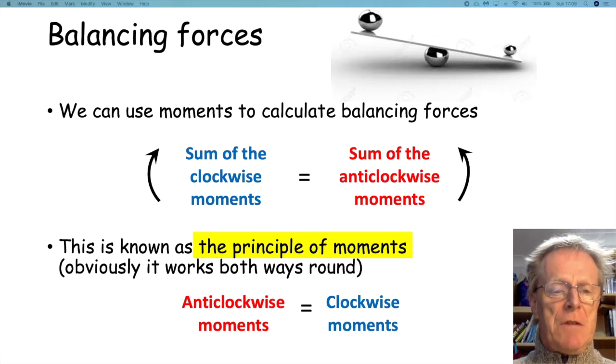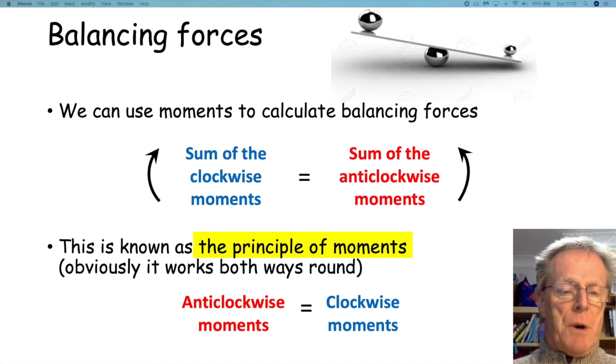And the first thing you've got to remember is the principle of moments. And the principle of moments is that the sum of the clockwise moments equals the sum of the anti-clockwise moments. In other words, on a simple beam like the one we've got shown at the top of the slide, the sum of the things trying to turn it one way equals the sum of the things trying to turn it the other way for it to balance. And this is known as the principle of moments. Obviously it works both ways round.